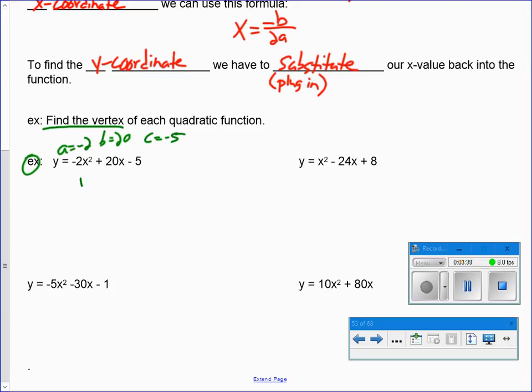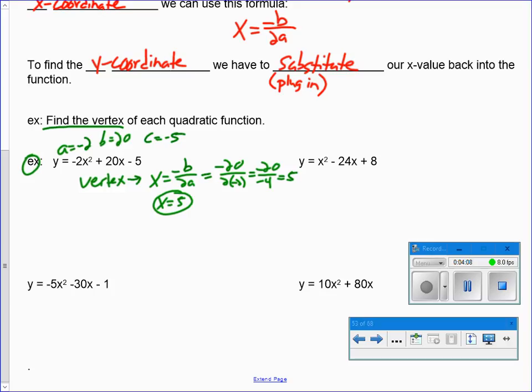To find the vertex, I'm going to use that formula for the x coordinate: negative b over 2a. In this case, b is 20, so that's negative 20 over 2, and a is negative 2, so it'll be 2 times negative 2. That'd be negative 20 over negative 4, which would be 5. So I know my x coordinate is 5.